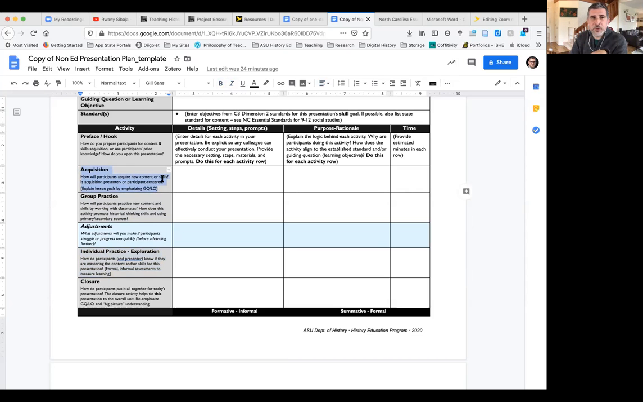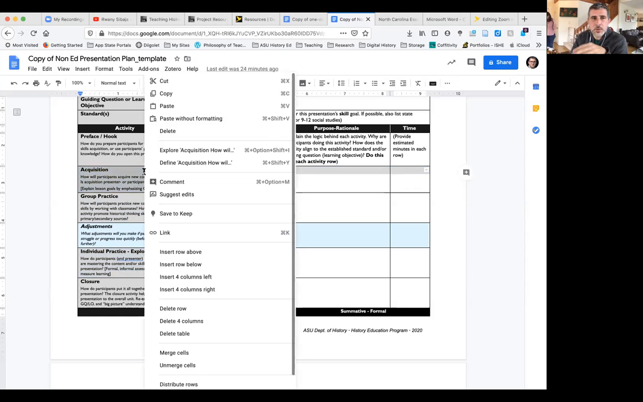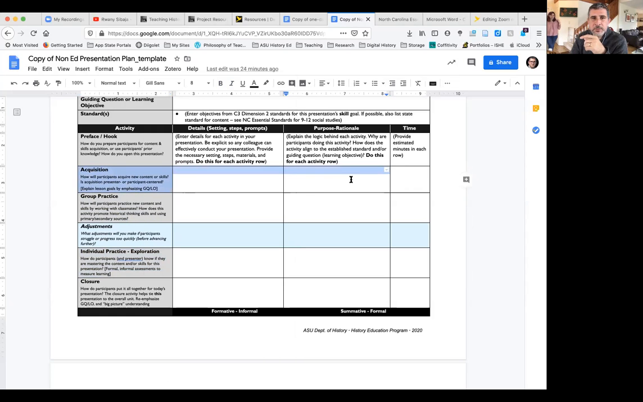So this is a table, and you can delete this row by just right-clicking or going through the menu features and deleting that row, and then adding a new row between these two, individual practice and closure. So you can manipulate this table to make it the order of activities that you want. So if you don't have an individual practice, that's okay. If you don't have a group practice, that's okay.